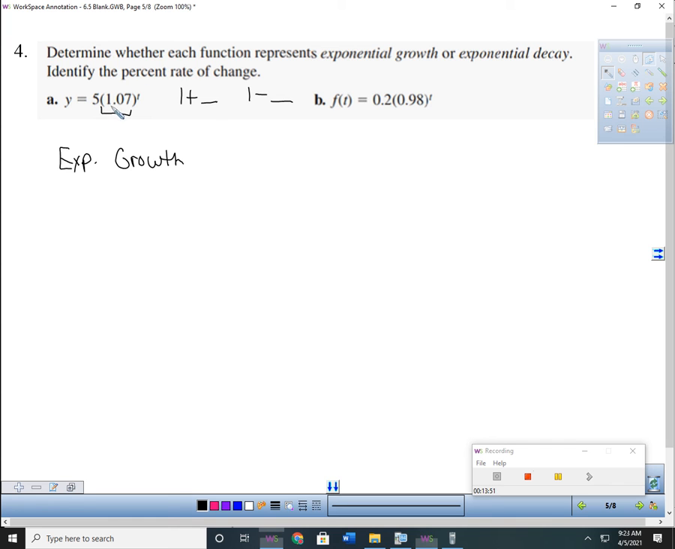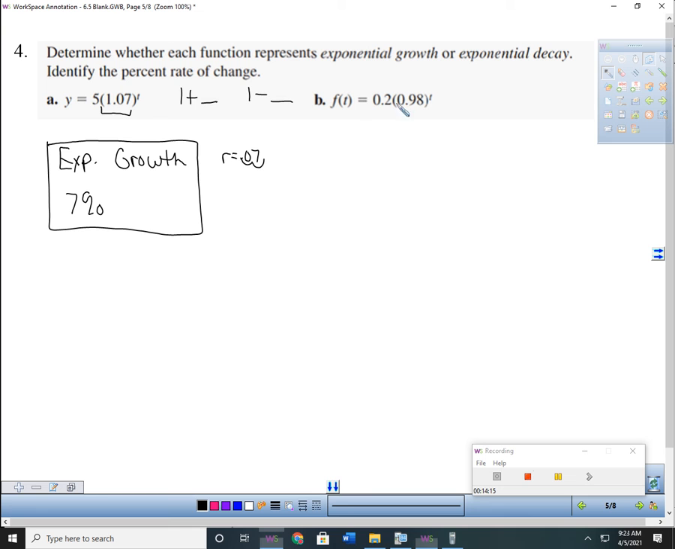And then you have to tell me how far above 1 that is. It's 0.07, right? Well, 0.07, I'm going to put my R here as 0.07. I want to change that to a percentage. So I'm going to move my decimal 2 places this way. So that would be a rate of change of 7%. All right, so I feel like the growth ones are a little bit easier to identify the percentage in which you are going up.